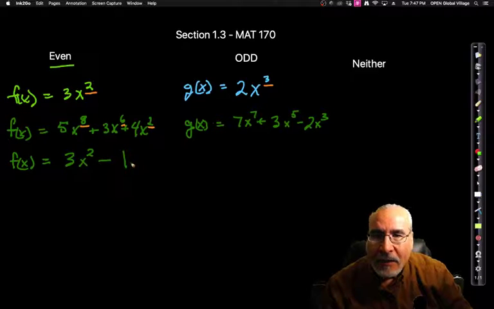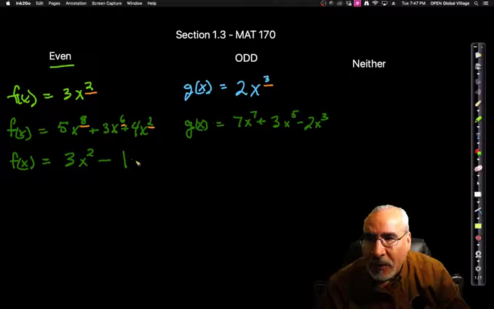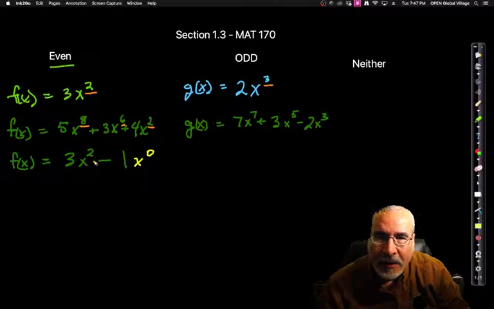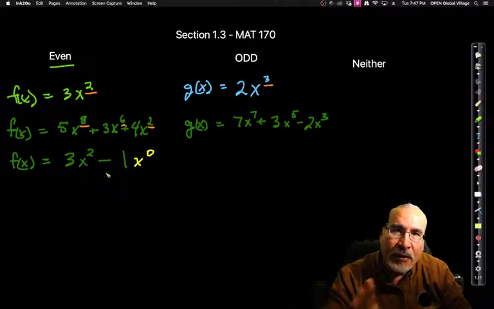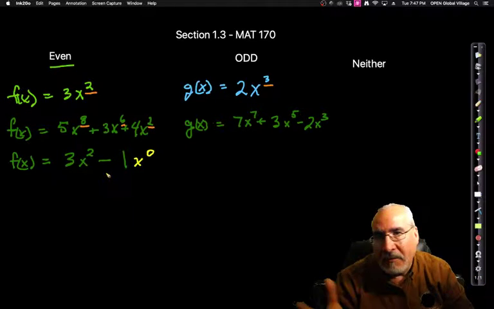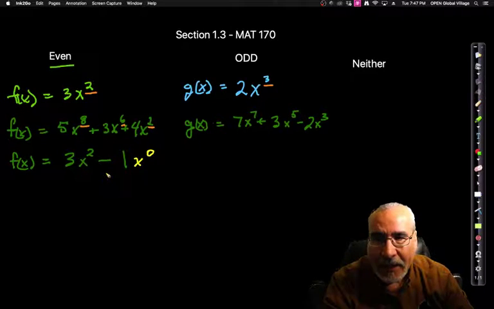The other way to think of it mathematically is that this last term, we'll go with yellow, is really an invisible term here. This is 3x squared minus x to the 0 power. And just by definition, 0 is an even number because it's on the 2, 4, 6, 8. And if we went the other way to the negatives, it would be 2, 0, negative 2. So it's on the even. 0 is even. Let's just put it that way. And that's all there is.